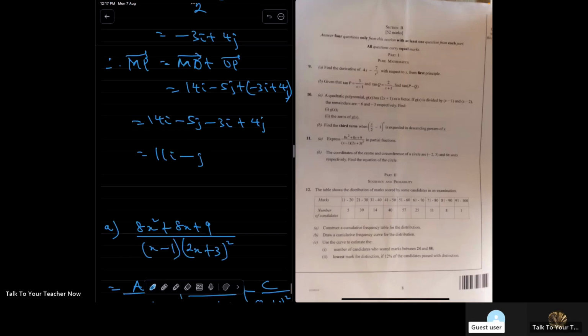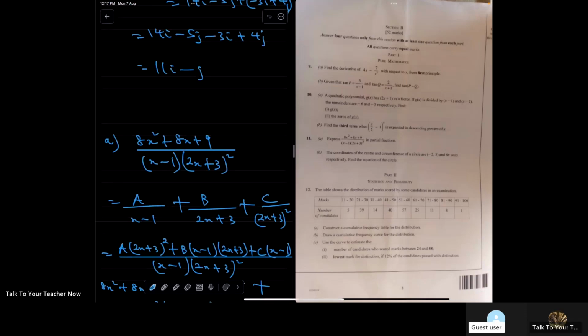How do you check whether it's proper or improper? The degree of the numerator must be less than that of the denominator, it is normal. The degree of the denominator must be greater than that of the numerator.